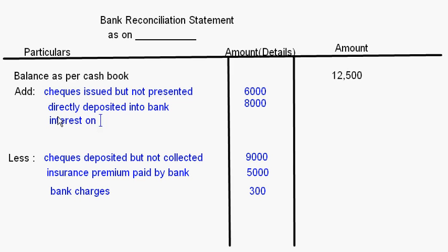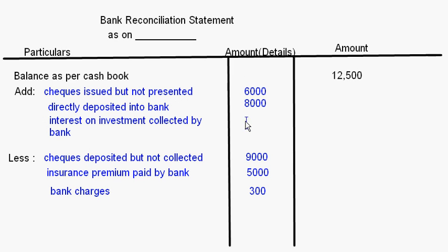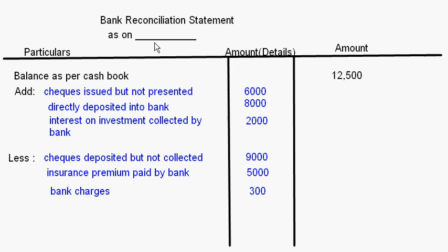So I'll write here interest on investment collected by bank, right? So that amount is 2,000 rupees. So let's write that 2,000 here. That's it. So three items we have put in the add and three items here, total 6 items, right?